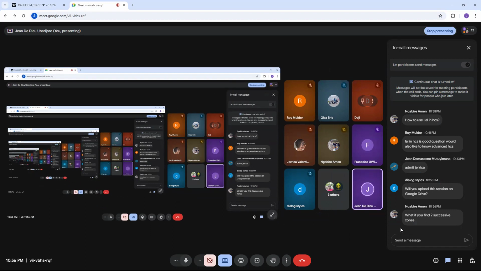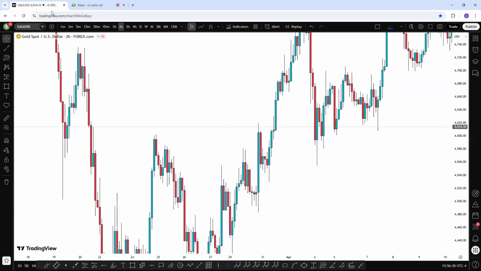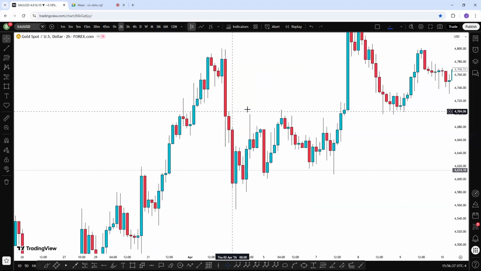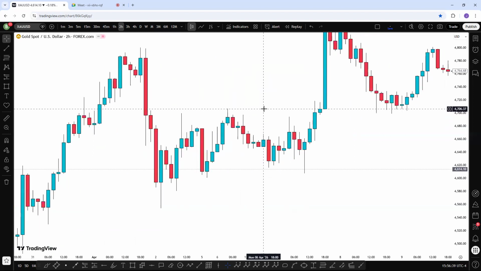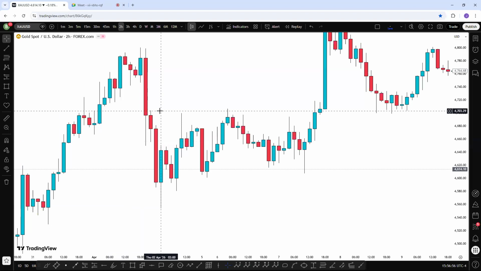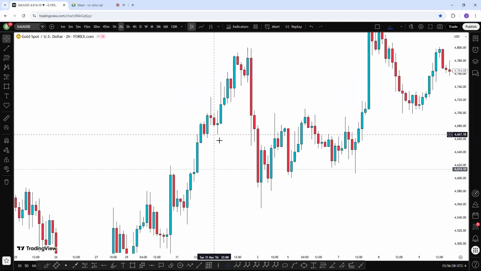Do you have successive zones? I don't understand your question. What do you mean by successive zones? When they are closely related? What do you mean? Maybe you can draw or find an example of what you're asking. I love it when I see images. You can even draw it and then post it in the group. Then I will try to reach you.